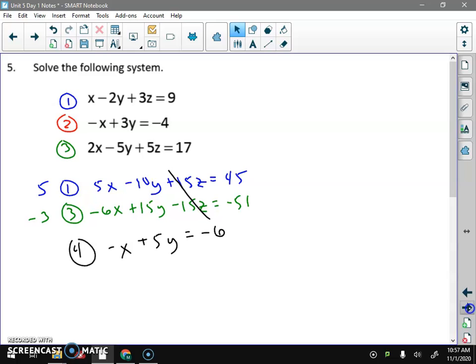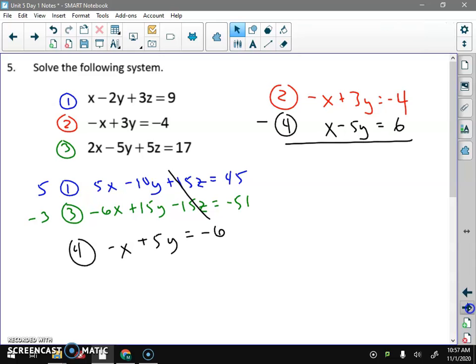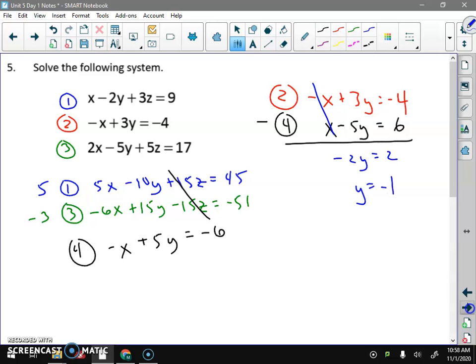Take a step back, catch your breath for a second. Equation 2 and equation 4. I'm going to take 2 and leave it alone. I'm going to take equation 4 and negate it. Nice and documented, nice and organized. x minus 5y equals 6. The x's are now gone. Negative 2y equals 2. I love it. y equals negative 1. So now we can back substitute.